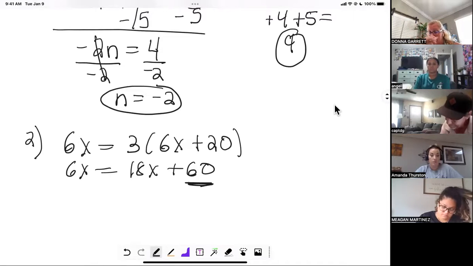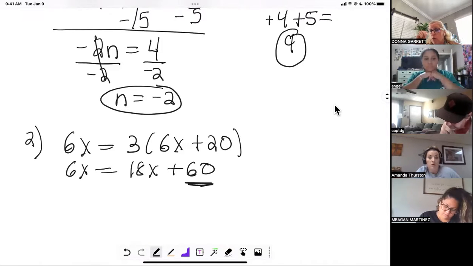So then you want to move 18x to the other side. Okay. So how would you do that? How would you move 18x and make it go on this side? How would you get it on that side?